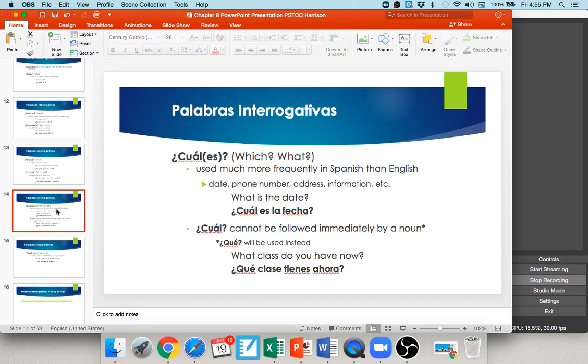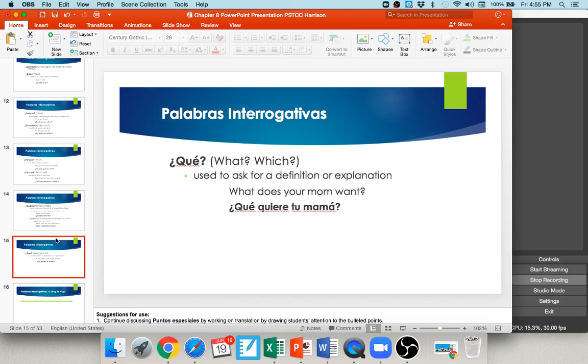Fun fact, cuál cannot be followed immediately by a noun. Instead, qué will be used. So what class do you have right now? ¿Qué clase tienes ahora? And then qué is often probably the most popular one here. Qué usually means what. It can mean which, but 90% of the time it means what. ¿Qué quiere tu mamá? What does your mom want? Usually you're asking for a very simple explanation or sometimes a definition.